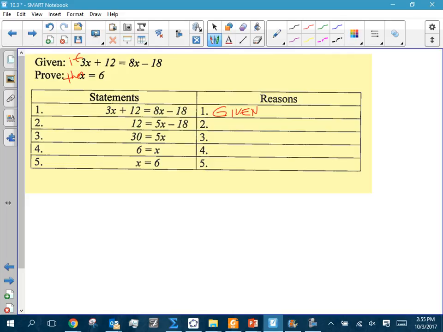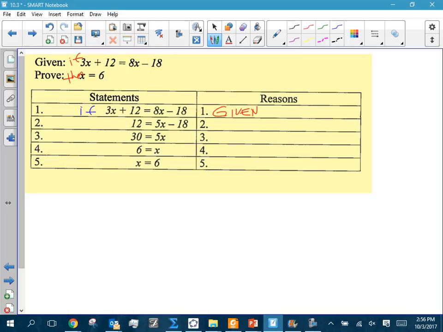The first thing we're always going to do is write down our given information. We have to start from somewhere. We have to start with at least one true piece of information. So that's the given information, presented for us. We know it to be true. And now everything else, all those other reasons on the right-hand side, should be properties or definitions or postulates that we've learned in the past. So this is how we approach this initially with algebraic proofs.